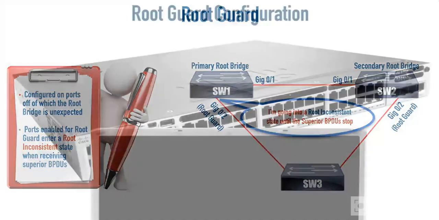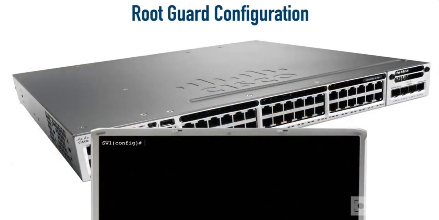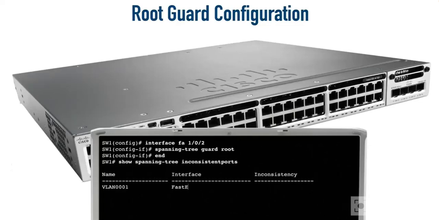Here's how we can configure that. We can go into the interface on which we want to enable root guard, an interface off of which we would not expect to see the root bridge. Here we're going into FastEthernet 1/0/2, and we're saying spanning-tree guard root. And if we want to see if we have any ports on a switch that are in that root inconsistent state, we can check that by saying show spanning-tree inconsistent ports.